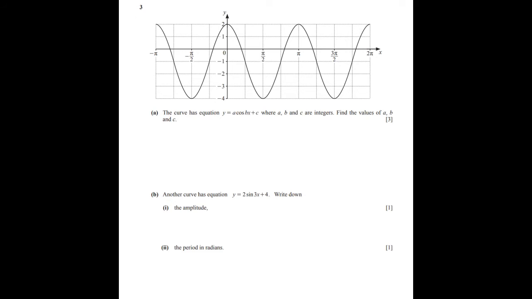For part B, we'll have a sine curve, y equals 2 sine 3x plus 4, and then we just are going to need to write down the amplitude and the period. Okay, let's jump into it.